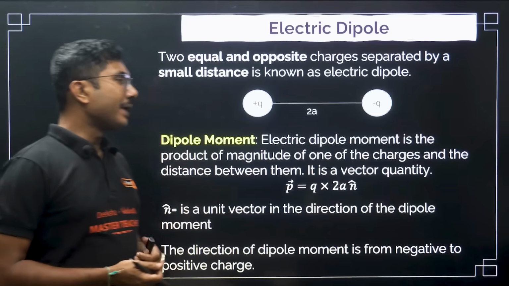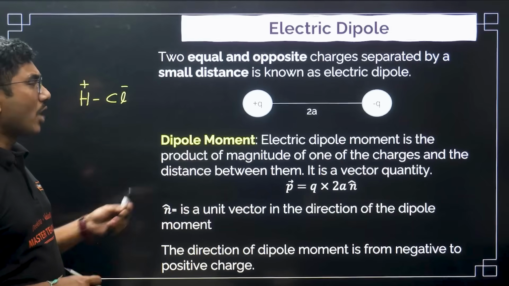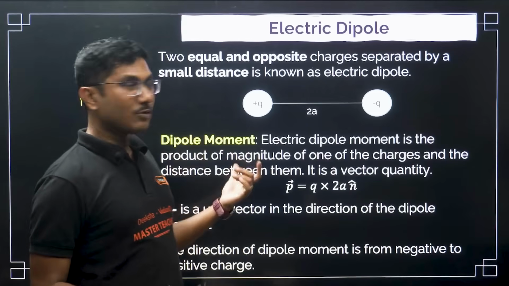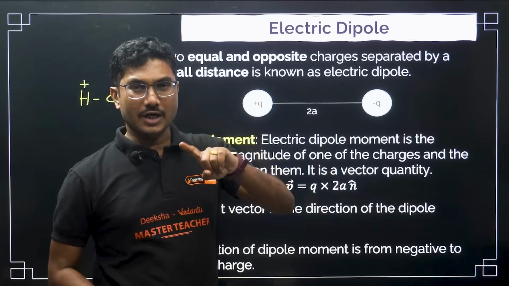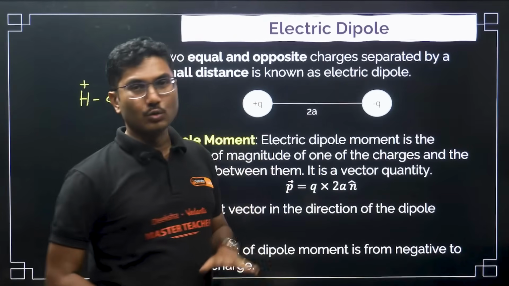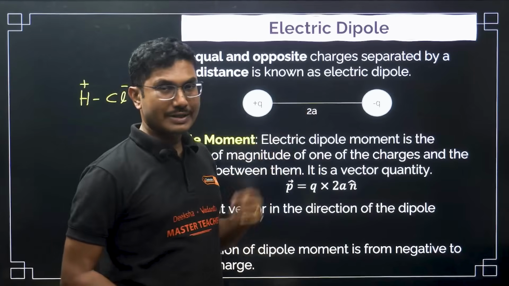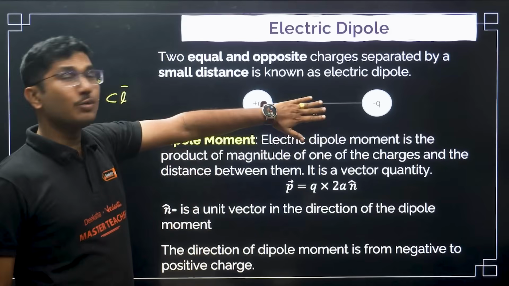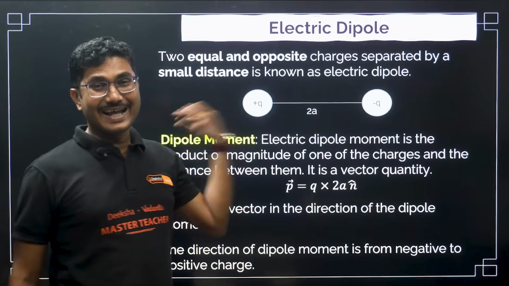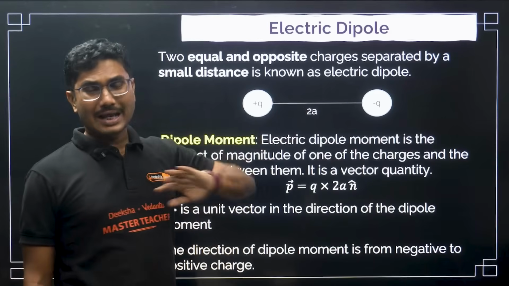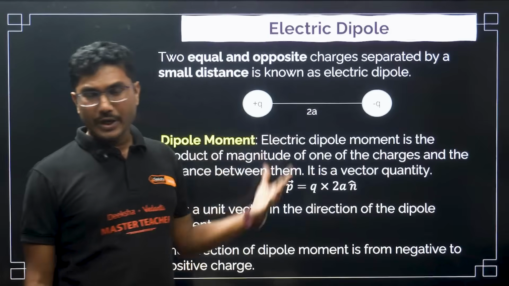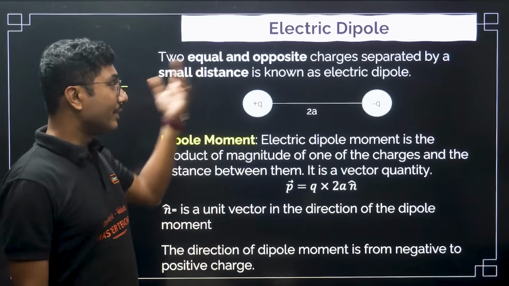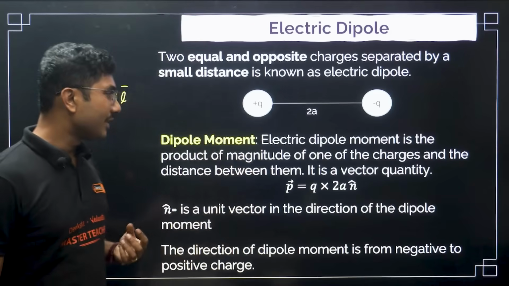Now electric dipole moment is the product of the magnitude of one of the charges and the distance between them. It is a vector quantity. So what is the dipole moment? Take the magnitude of any one charge, say Q, and the distance between them. Distance generally we represent with the value 2a. It does not necessarily have to be 2a. You can express it using d, x, y, z, anything, but for our calculation purposes we generally use the term 2a. When we do the derivation in the third video of the day, you will see why this 2a is very important.